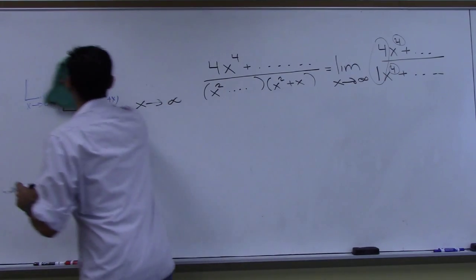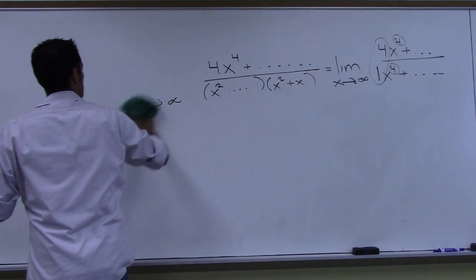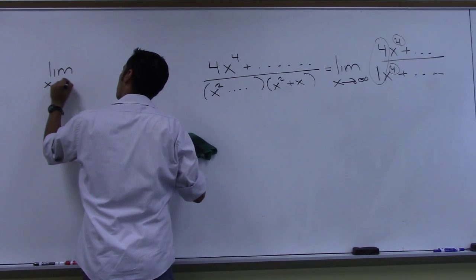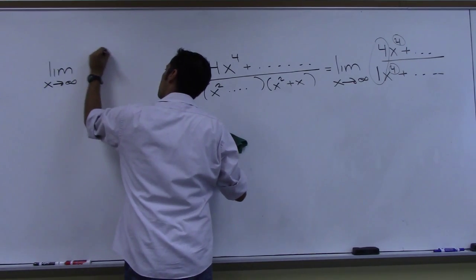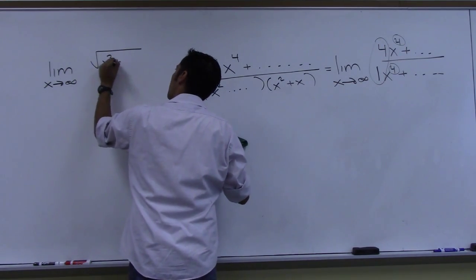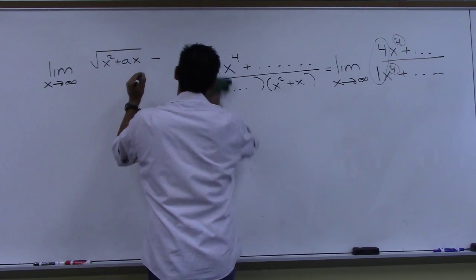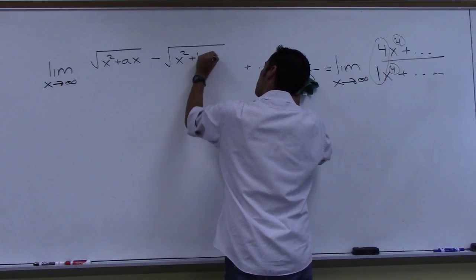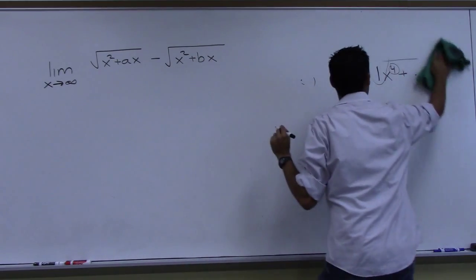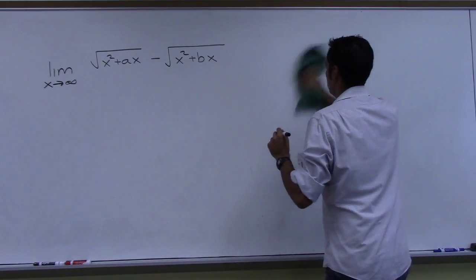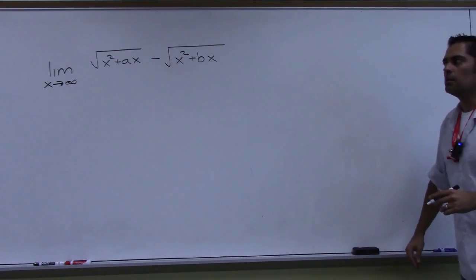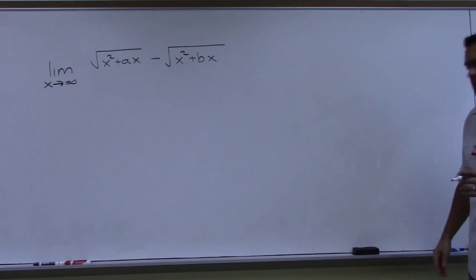Yeah. So root x squared plus ax minus. Wait. Say again. It's a limit? Yep, limit as x goes to infinity. Okay. Root x squared plus ax minus root x squared plus bx. Did anybody get this one? Yeah? So how did you do it? So you did a conjugate? You did a conjugate, yeah.